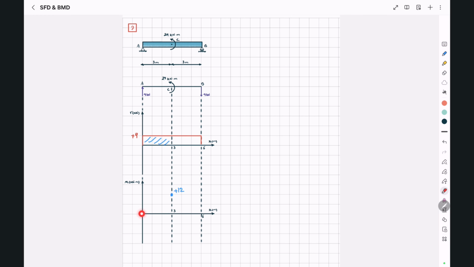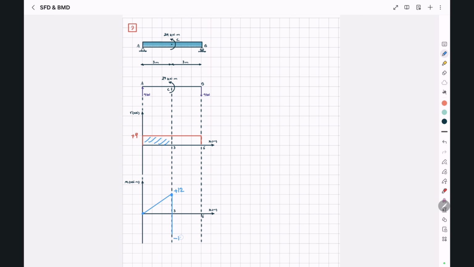Between A and C, we don't have any concentrated moments applied. So the slope of our moment diagram at any point will be equal to the intensity of our shear at that point. And since this intensity is constant, equal to +4, we can connect these 2 points by drawing a straight line. And the slope of this line is 12 divided by 3, or +4. At point C, we have a counterclockwise or negative moment with a magnitude of 24. So +12 minus 24 will bring you to a moment equal to -12.